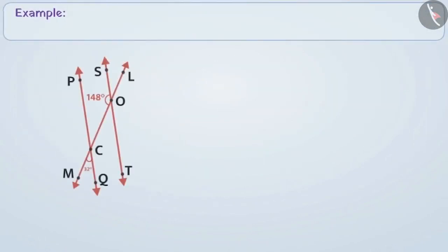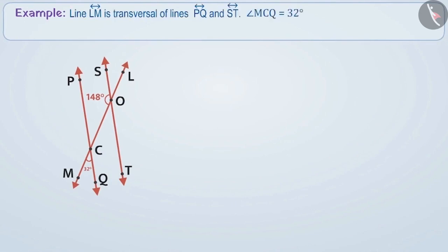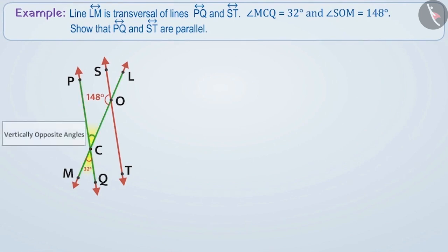Next example. Line LM is transversal of line PQ and line ST. Angle MCQ is equal to 32 degrees and angle SOM is equal to 148 degrees. Show that line PQ and line ST are parallel. Here we see that angle MCQ and angle LCP are vertically opposite angles. Therefore, they will be equal. That is, angle MCQ is equal to angle LCP is equal to 32 degrees.